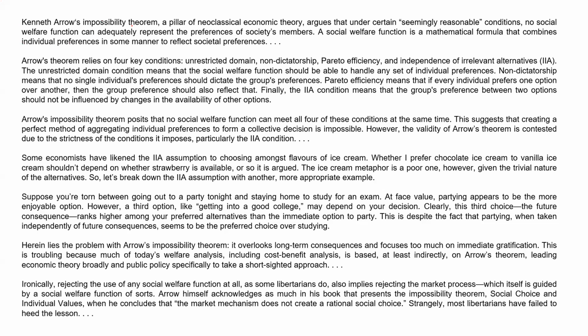Okay, so Kenneth Arrow's impossibility theorem, a pillar of neoclassical economic theory, argues that under certain seemingly reasonable conditions, no social welfare function can adequately represent the preferences of society's members. A social welfare function is a mathematical formula that combines individual preferences in some manner to reflect societal preferences. So there is this impossibility theorem given by Kenneth Arrow that says that there is no way that the individual preferences can be combined to reflect societal preferences.